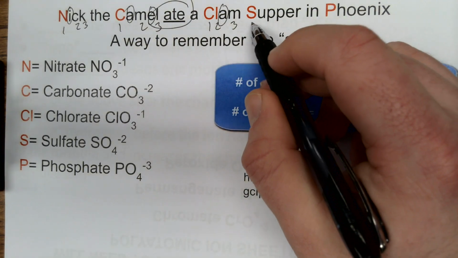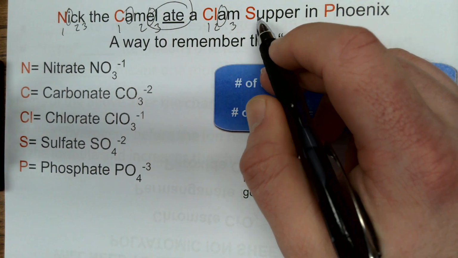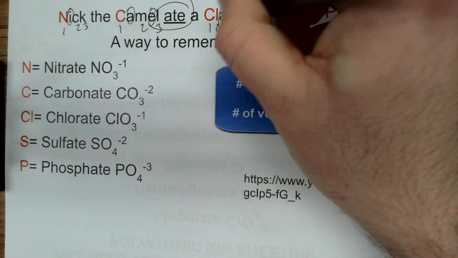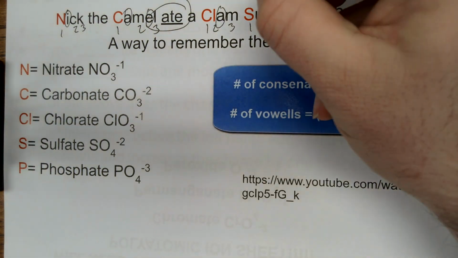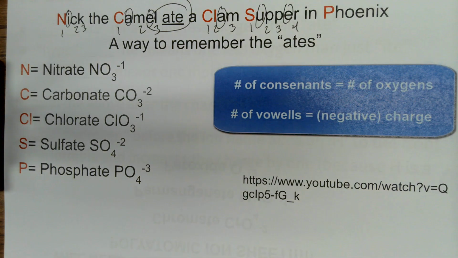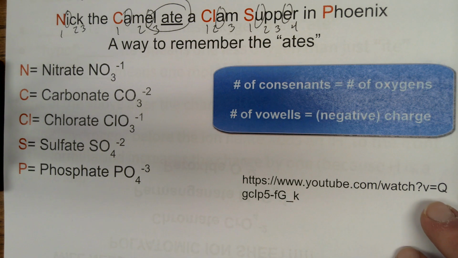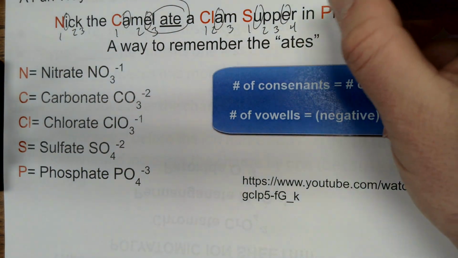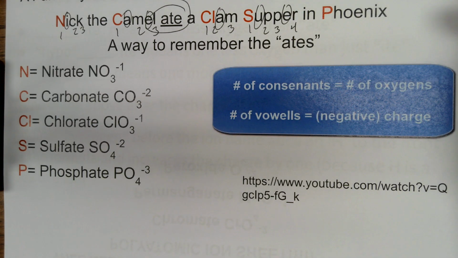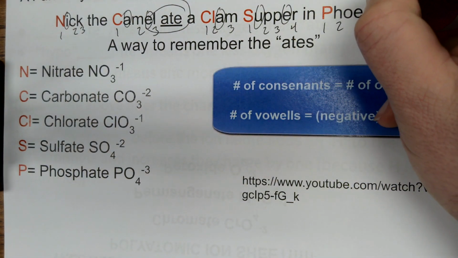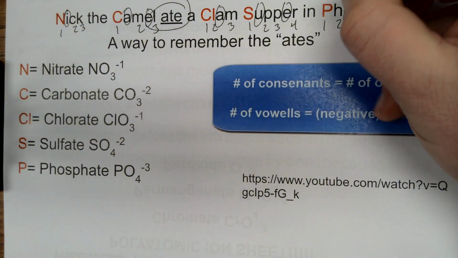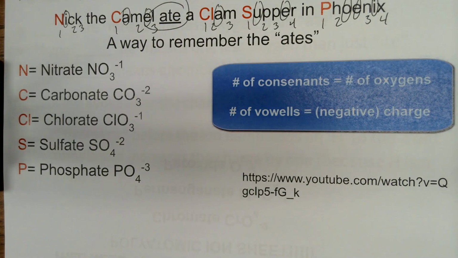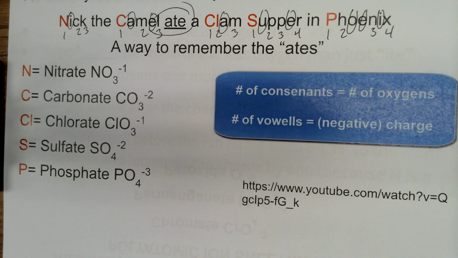Supper starts with an S. S is the chemical symbol for sulfur. 1, 2, 3, 4 consonants. SO4. 2 vowels. SO4 with a charge of minus 2. Phosphate: Phoenix starts with a P, which is the symbol for phosphorus. 1, 2, 3, 4 consonants. PO4. O, E, I are my vowels. PO4 with a charge of minus 3.